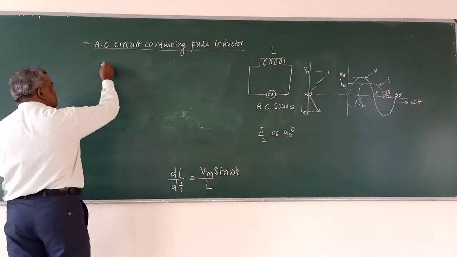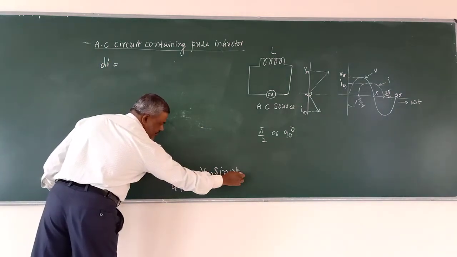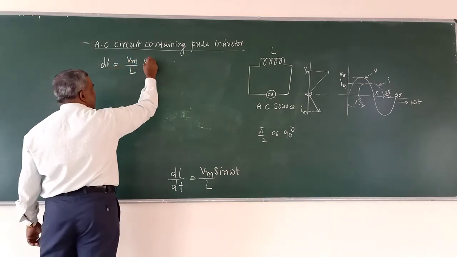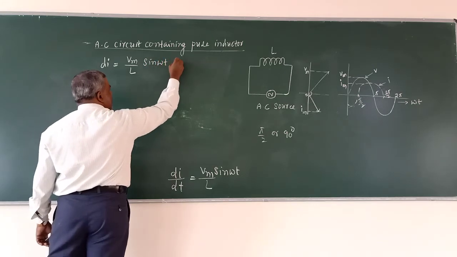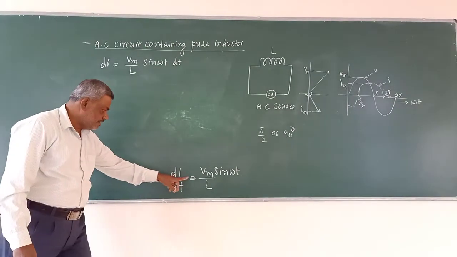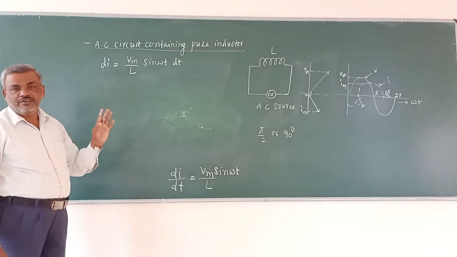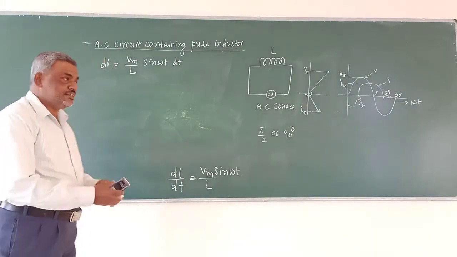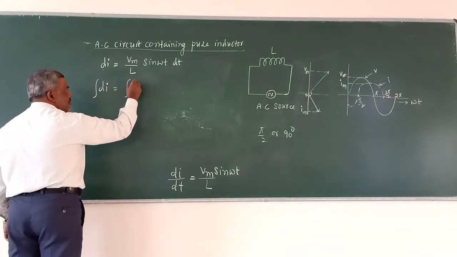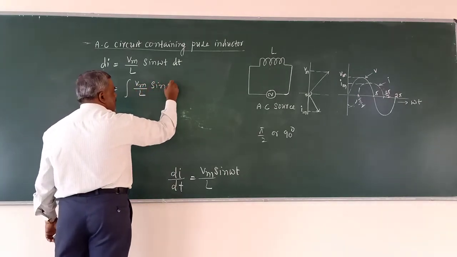So the above equation becomes di equals Vm by L sin omega t into dt. So di equal to Vm by L sin omega t dt. Now applying integral calculus: integral of Vm by L sin omega t into dt.